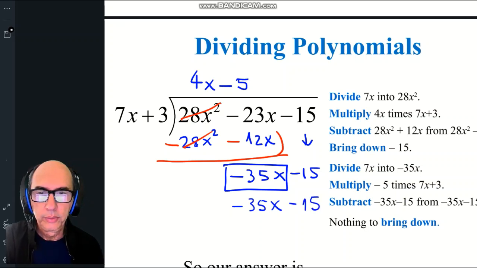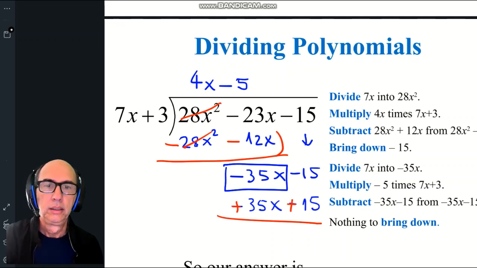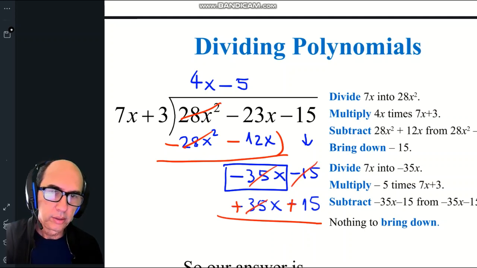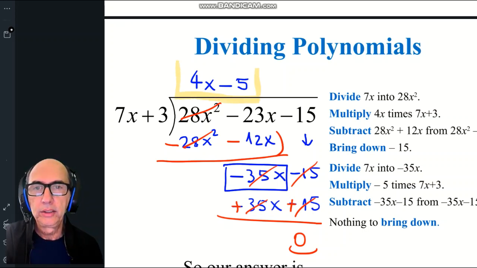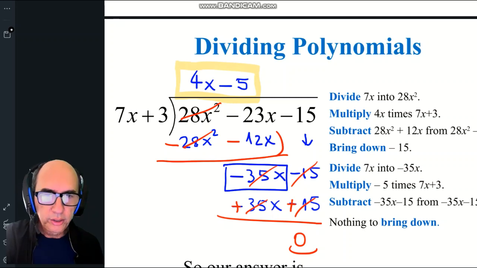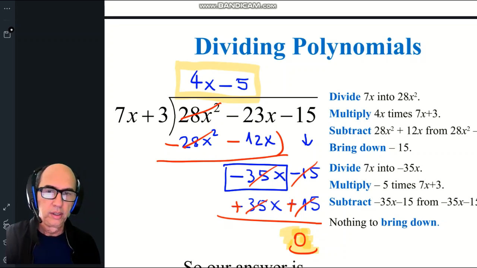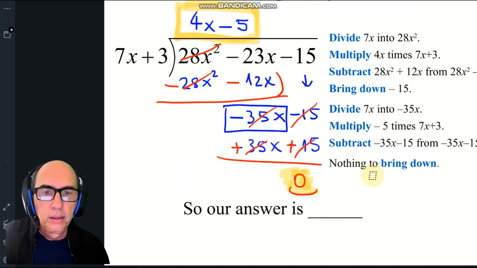Subtract. When we subtract, we change all signs. Okay, subtract. And we'll cancel. 0 is going to be the remainder. The final answer is x minus 5. Not all the time we're going to have 0 as the remainder. In this case we got 0, but not all times we have this situation. Maybe another example.